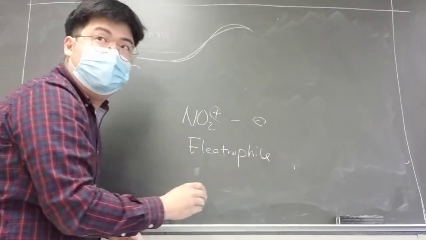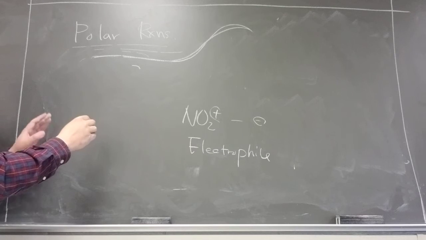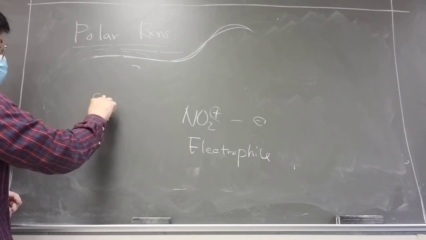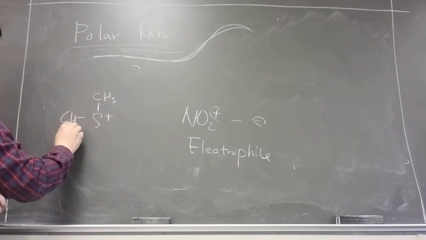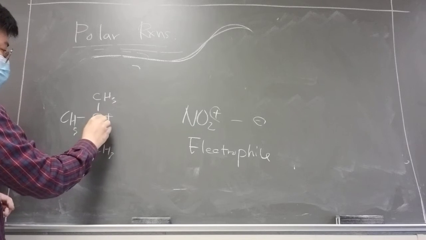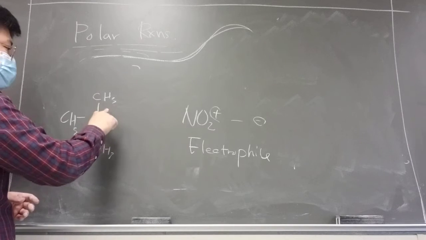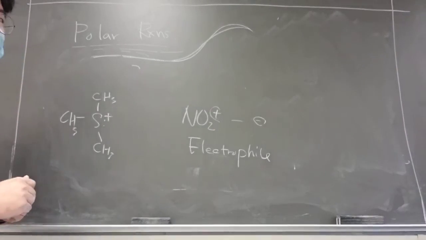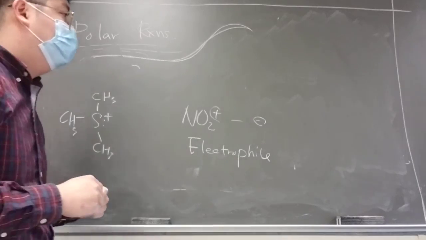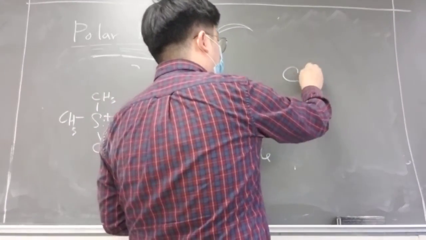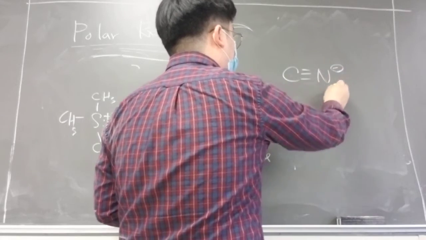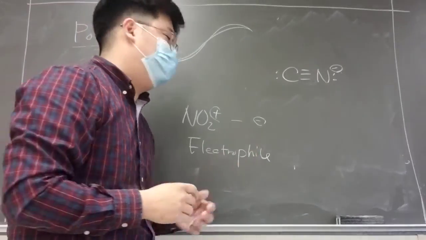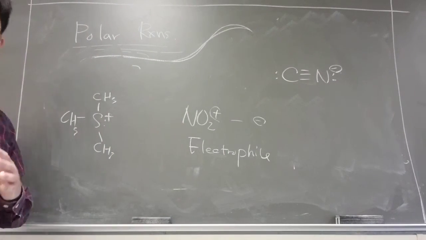Makes sense, right? Okay. So if you have trimethyl sulfonium ion, okay, it's positively charged. This will also be an electrophile. So how about this one? Cyanide anion. Okay. This will now be a nucleophile. So that's pretty much it. This is all you need to know.